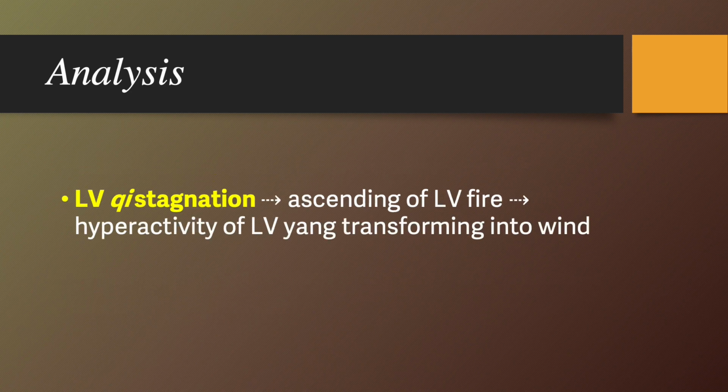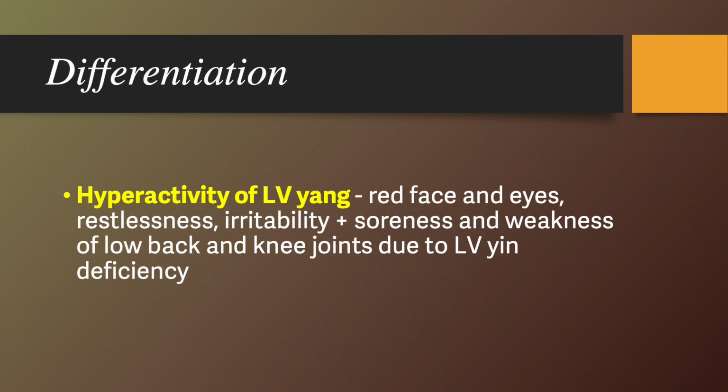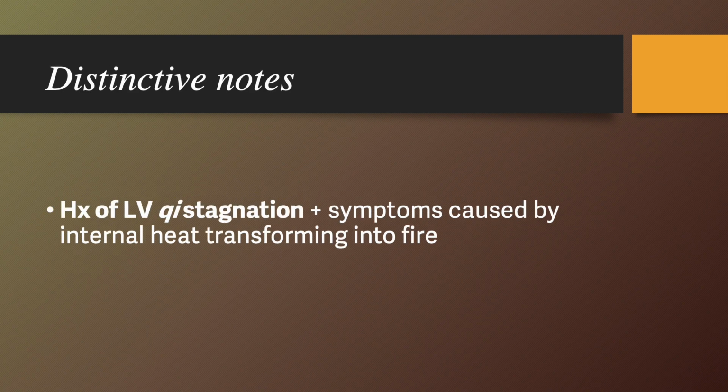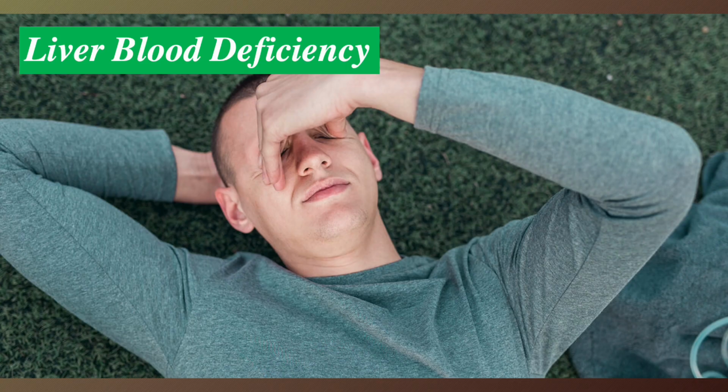Ascending of liver fire develops from liver qi stagnation. Left uncontrolled, this pattern may further result in hyperactivity of liver yang, transforming into yin. This pattern should be distinguished from hyperactivity of liver yang. Both patterns show a red face and eyes, restlessness, and irritability. However, hyperactivity of liver yang also causes soreness and weakness of the low back and knee joints due to liver yin deficiency. The distinctive point of this pattern is a history of liver qi stagnation with obvious symptoms caused by internal heat transforming into fire.